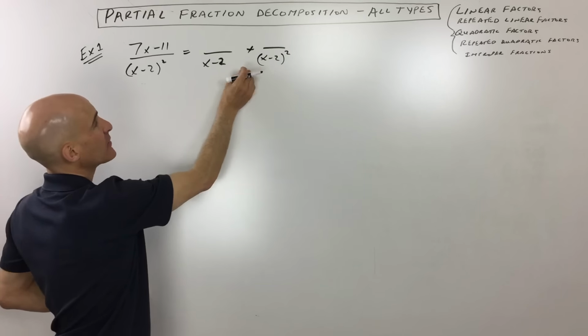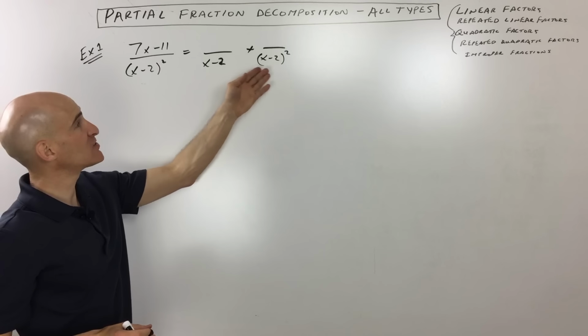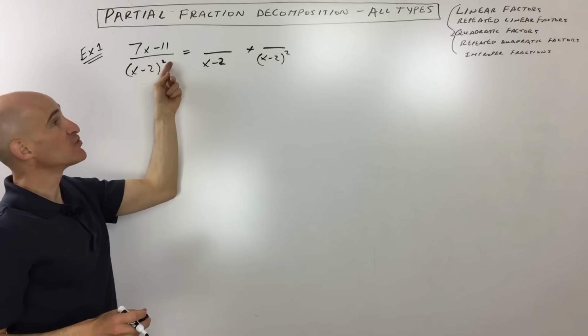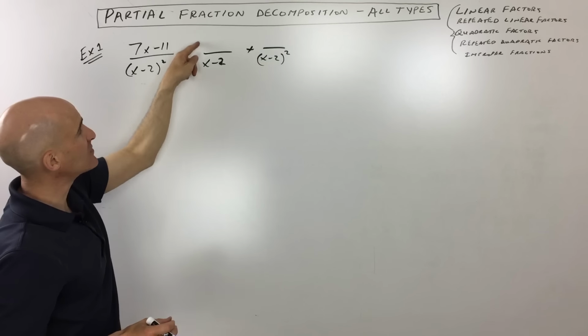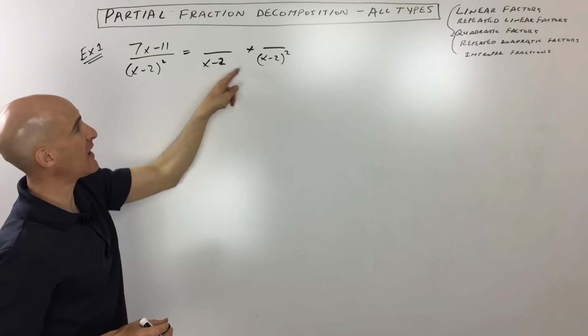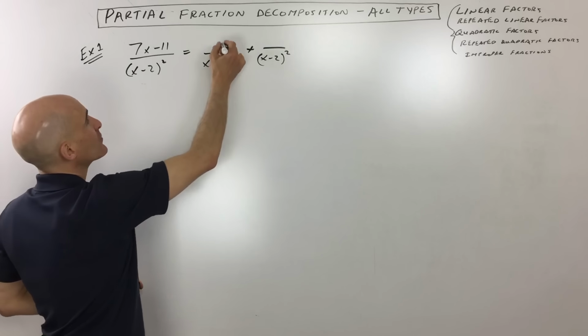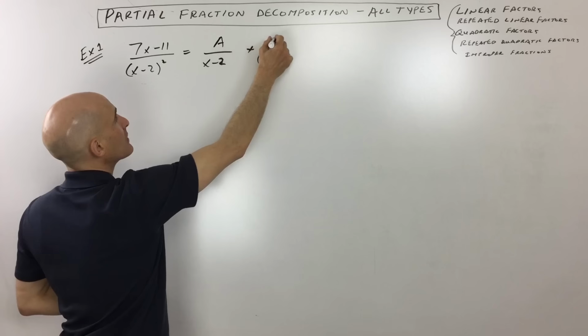So when you combine these together, what's the common denominator? If you had x minus 2 and x minus 2 squared, well, the common denominator would be x minus 2 squared. You would have to multiply this fraction by x minus 2 over x minus 2, so you have that common denominator, you combine them together, right? So what we're going to do now is we're going to put A here and B here.